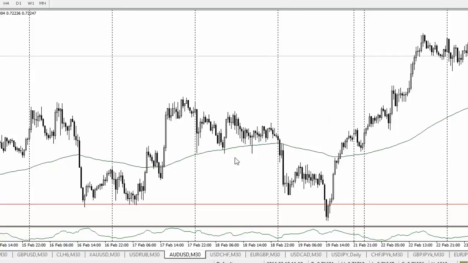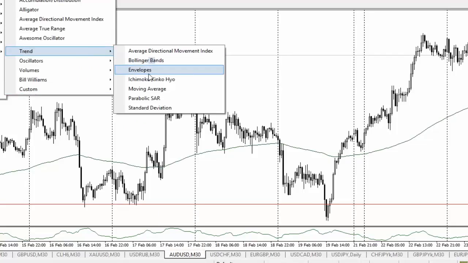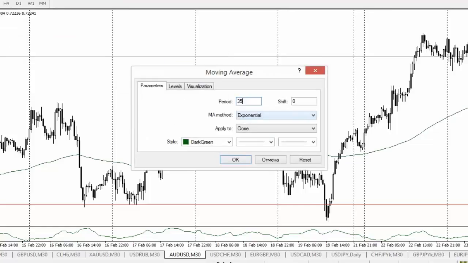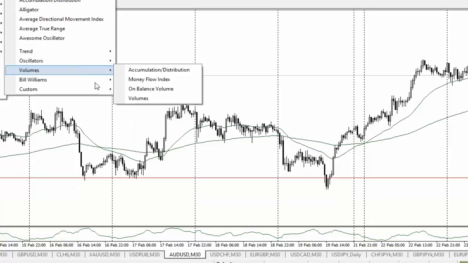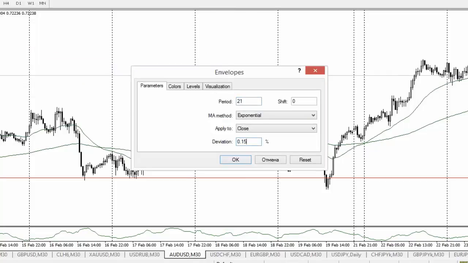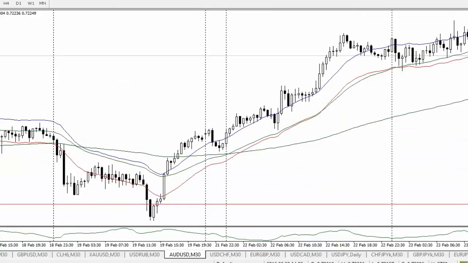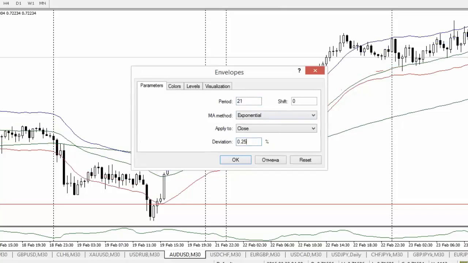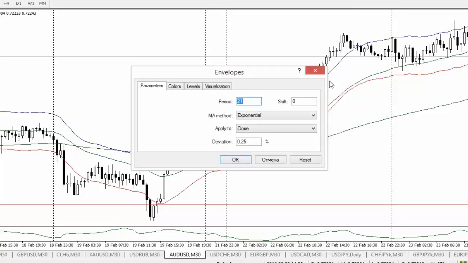Let's set 2 moving averages. The second should be 35, right? It should be a 35 parameter. Let us install envelopes. Well, I have to change the deviation parameter, right? Possibly it has to be 25 or so, maybe less. Well, I guess 25 would be good.